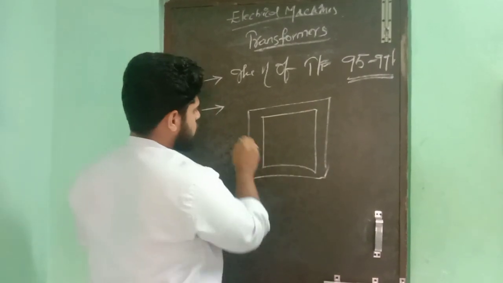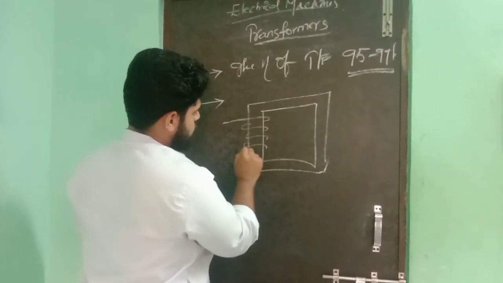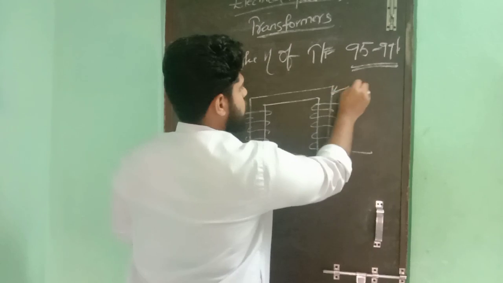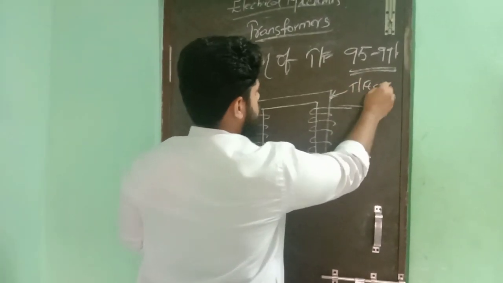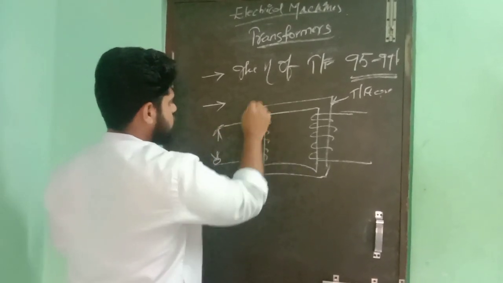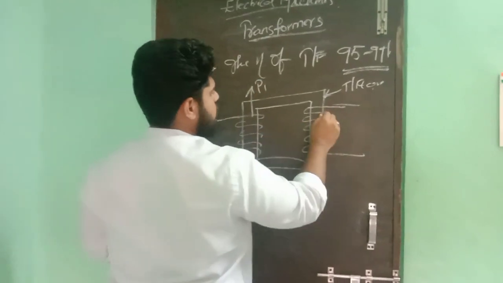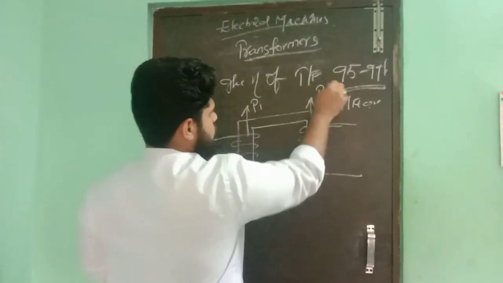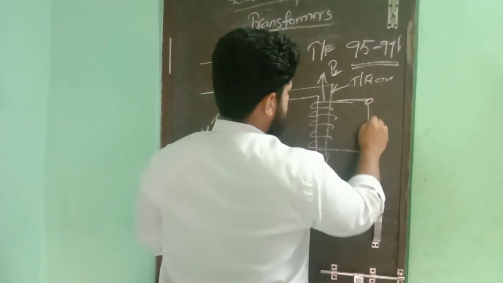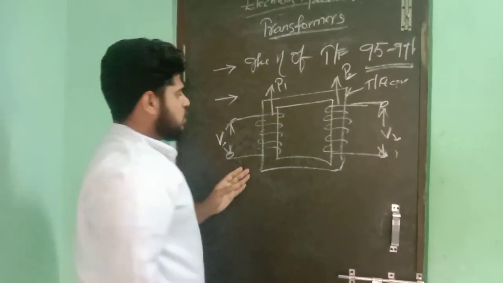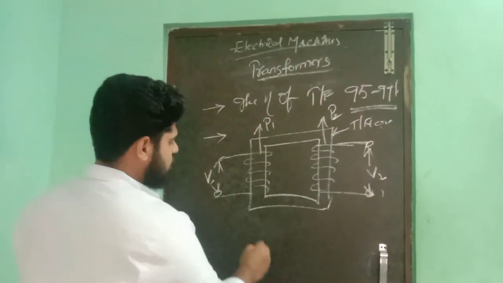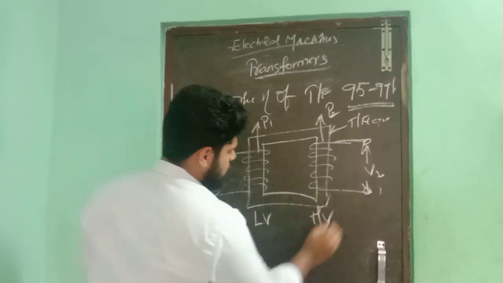This is a core type transformer, on which this is the transformer core, on which we are placing the primary winding. This is the primary winding P1, and this is the secondary winding P2. This is the V1 primary voltage, and coming to the secondary winding, this is the voltage V2. In the transformer, we have the two windings, as we discussed earlier, LV windings and HV windings.